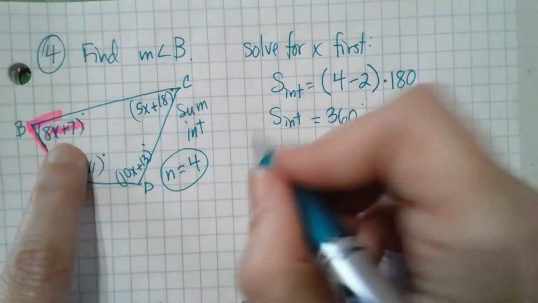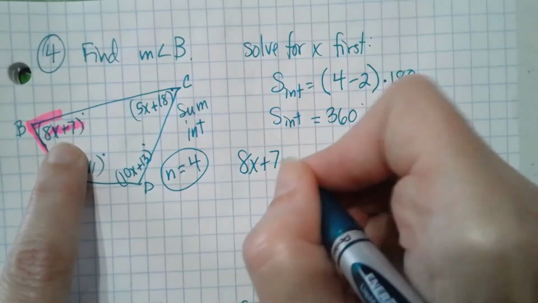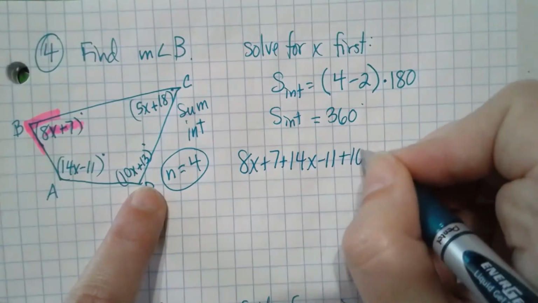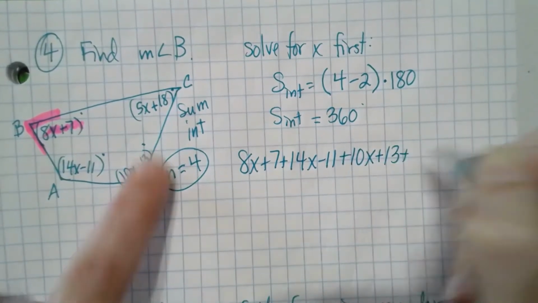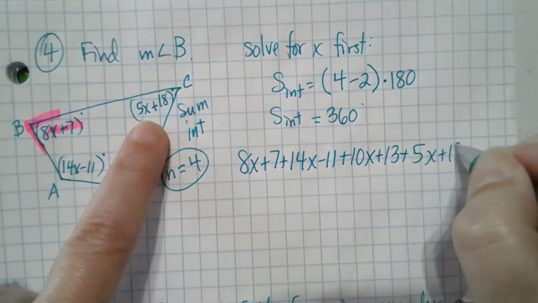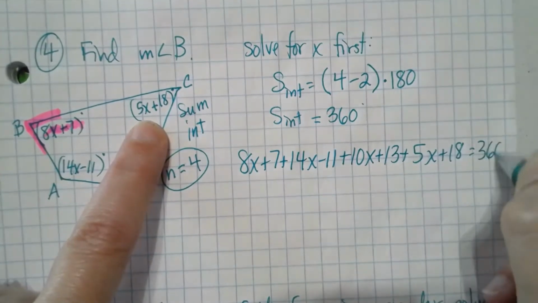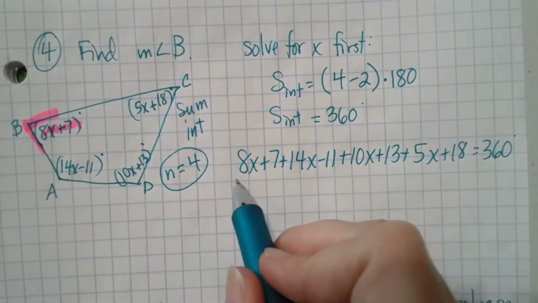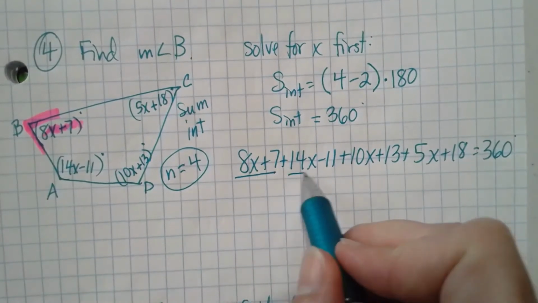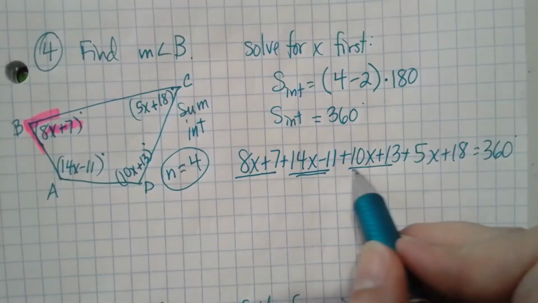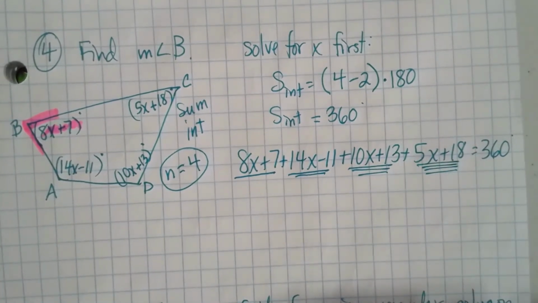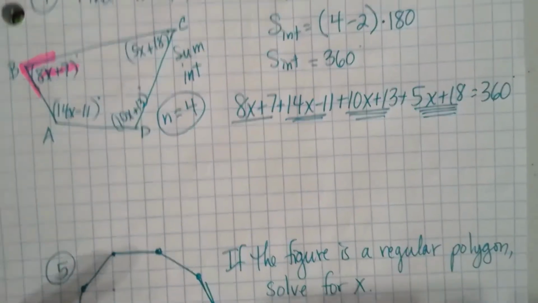So I'm just going to write them out. 8x plus 7, 14x minus 11, plus 10x plus 13, plus 5x plus 18, and all of that will equal 360. Okay, so these are my 4 different angles. This is the first one, this is the second one, this is the third one, and this is the fourth one. And together, all 4 of those are going to add up to 360.